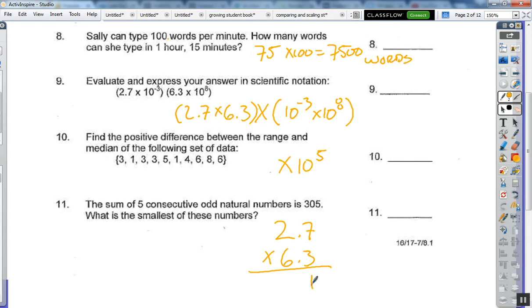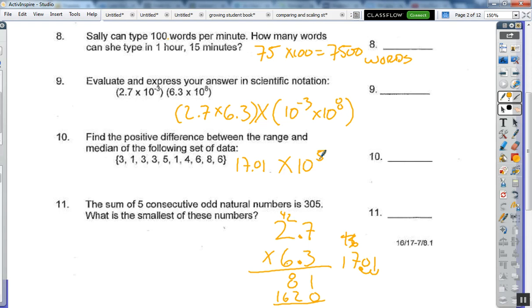So 3 times 7 is 21, carry the 2, 6 plus 2 is 8, put the 0 down here, that's 42, carry the 4, 12 plus 4 is 16, and then we add together, and we get 1,701. But wait a second, we have two decimals, one here, one here. So that means the decimal place needs to kick over 2 spaces. So we have 17.01 times 10 to the 5th.